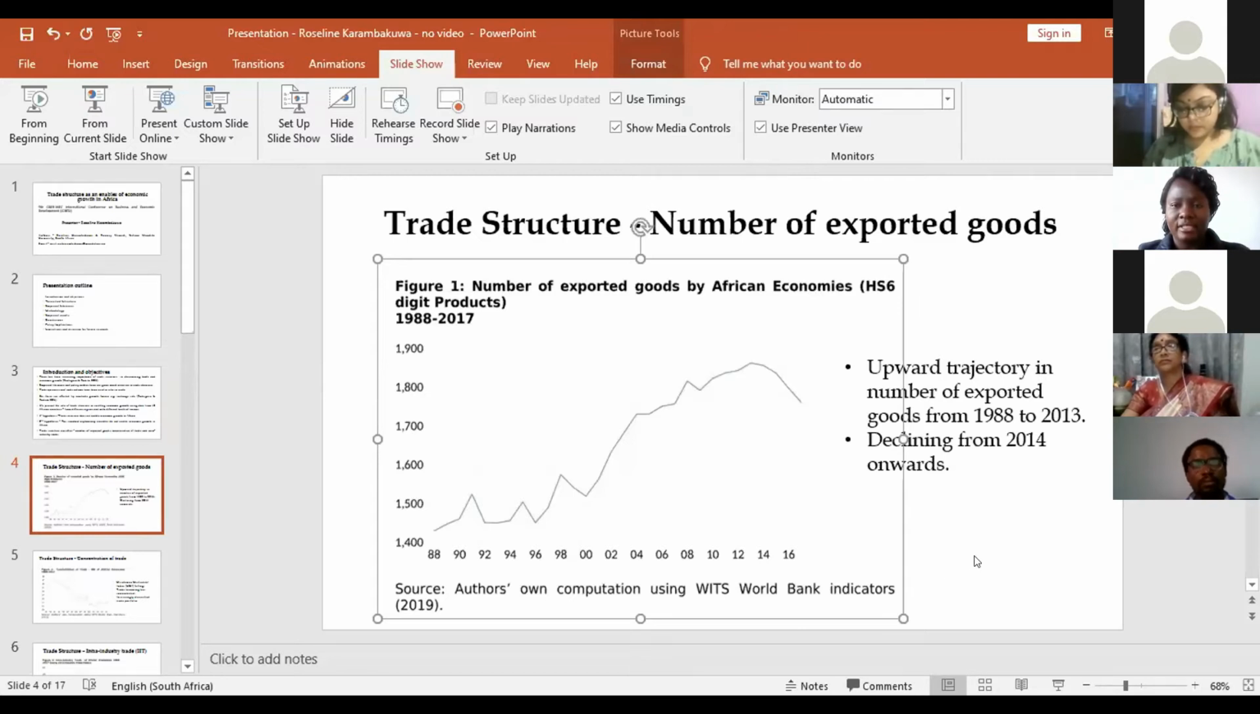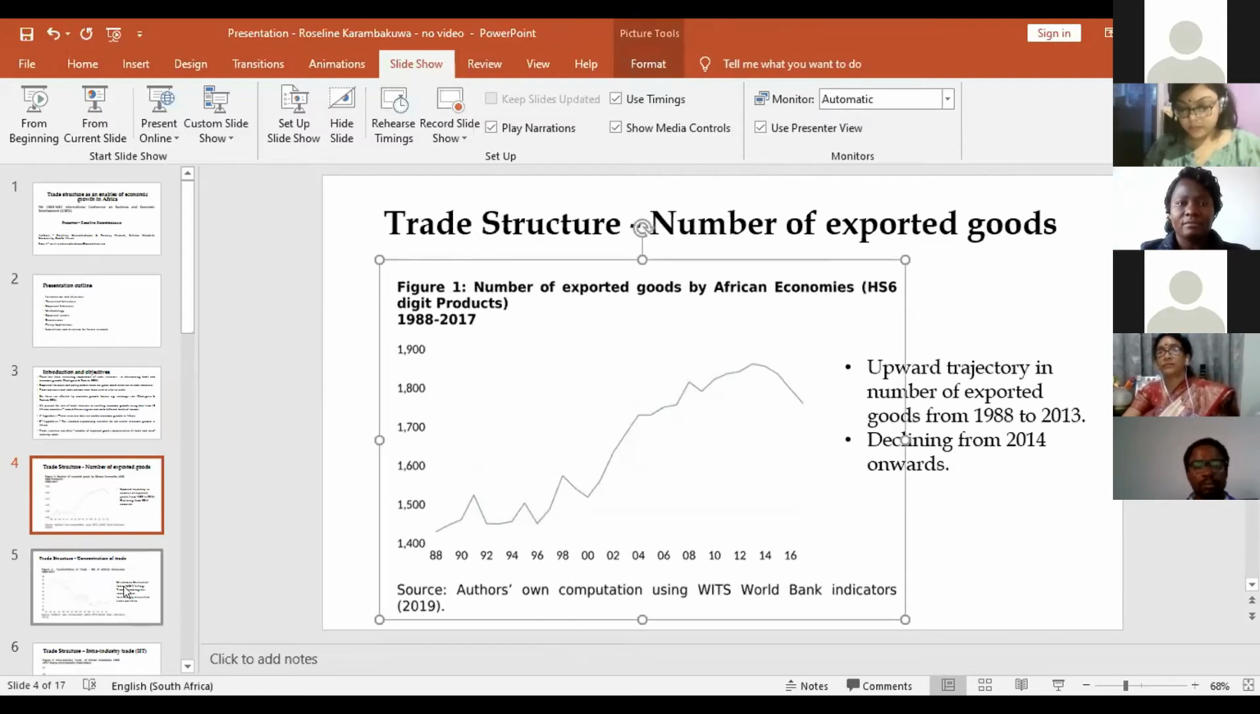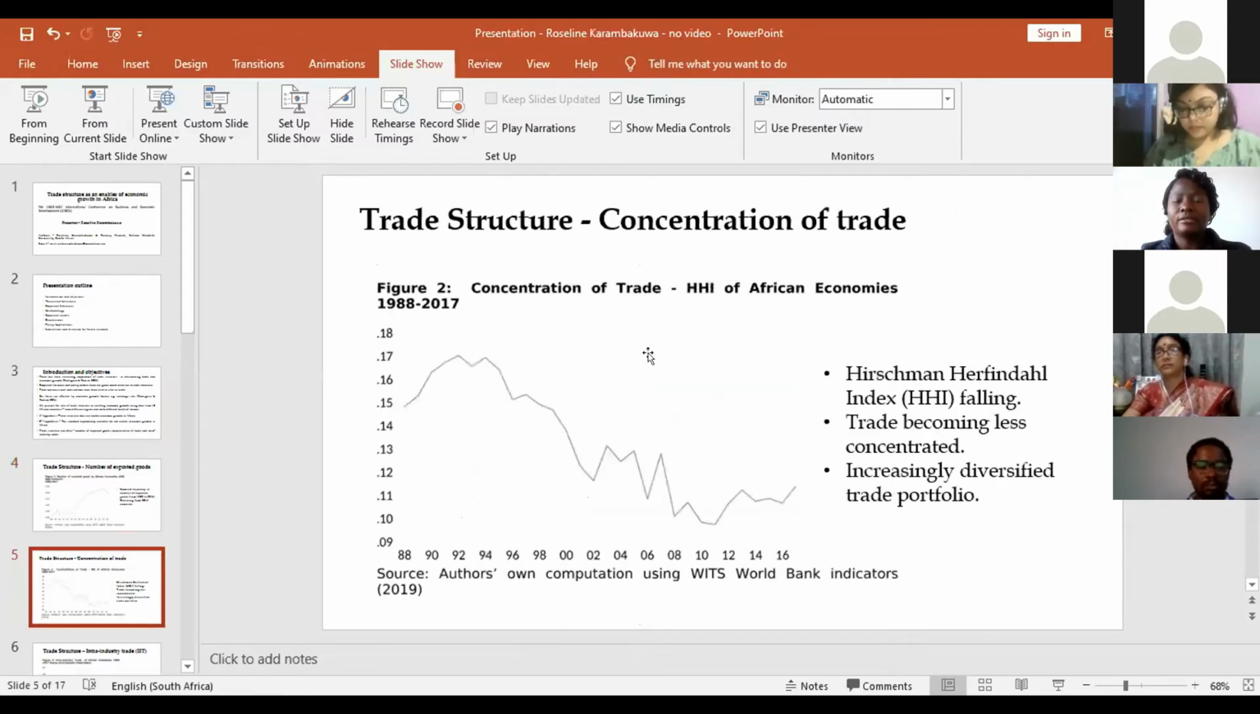Then the other trade structure variable that we are looking at, besides the number of exported goods, is concentration of trade. As you can see from the diagram, there was a general decline in concentration of trade, and we use the HH index to measure concentration of trade. Hence, trade for African countries has been becoming less and less concentrated, implying an increasingly diversified trade portfolio.